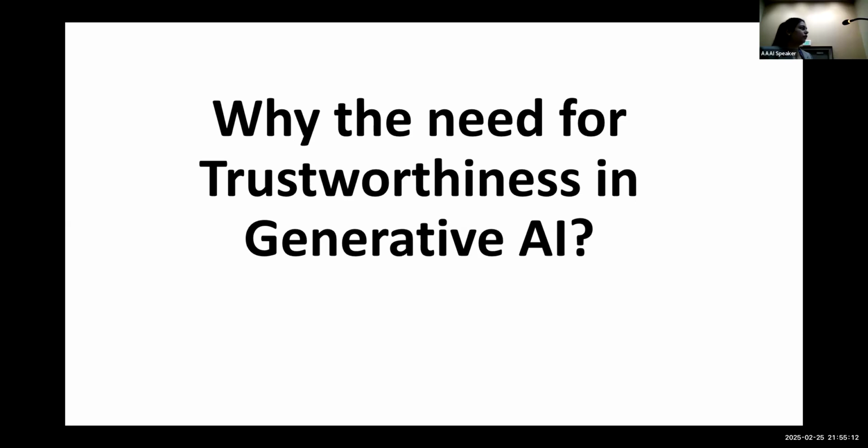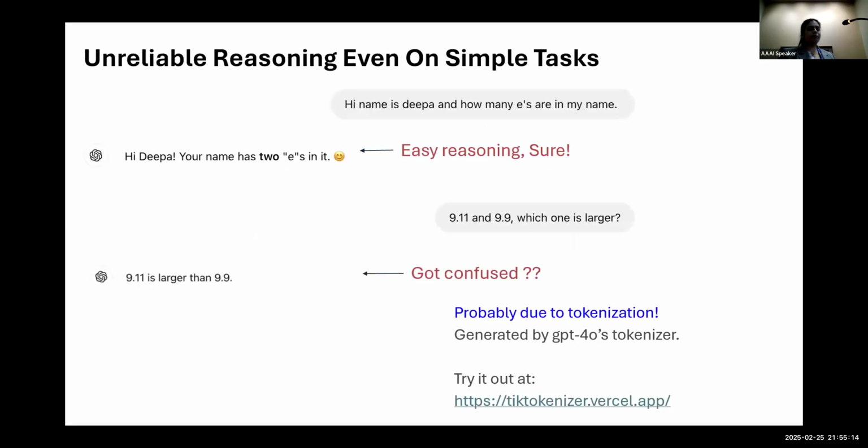But why the need for trustworthiness in generative AI? This is an example I was trying on ChatGPT, where I asked, hi, my name is Deepan, how many E's are in my name? It was able to answer that you have 2 E's in your name. That was easy reasoning for sure.